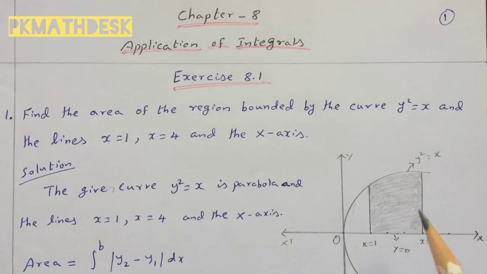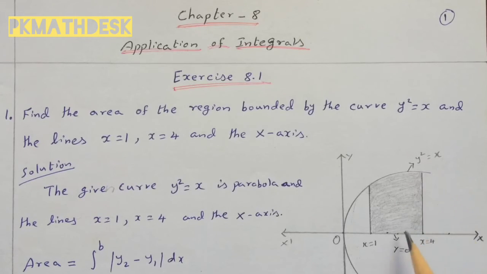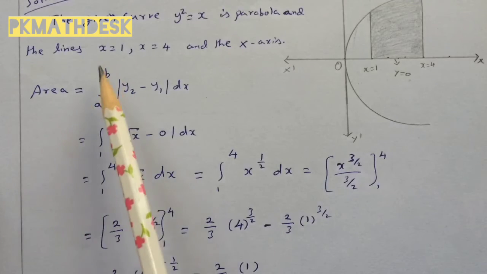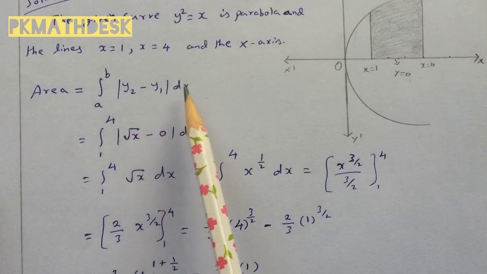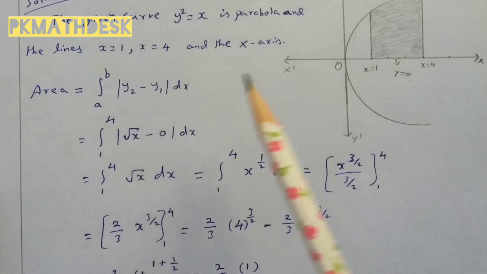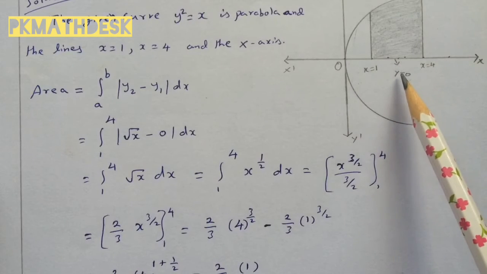The upper curve is y square equal to x, that means y equal to square root of x. The lower one is y equal to 0, the x-axis. So area equal to integration from a to b of modulus of y2 minus y1 into dx. The upper curve is y2, the lower one is y1.